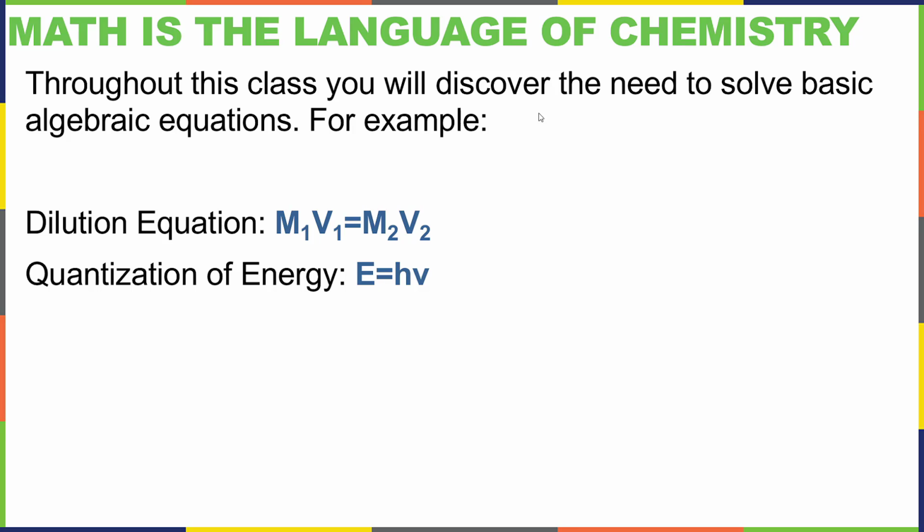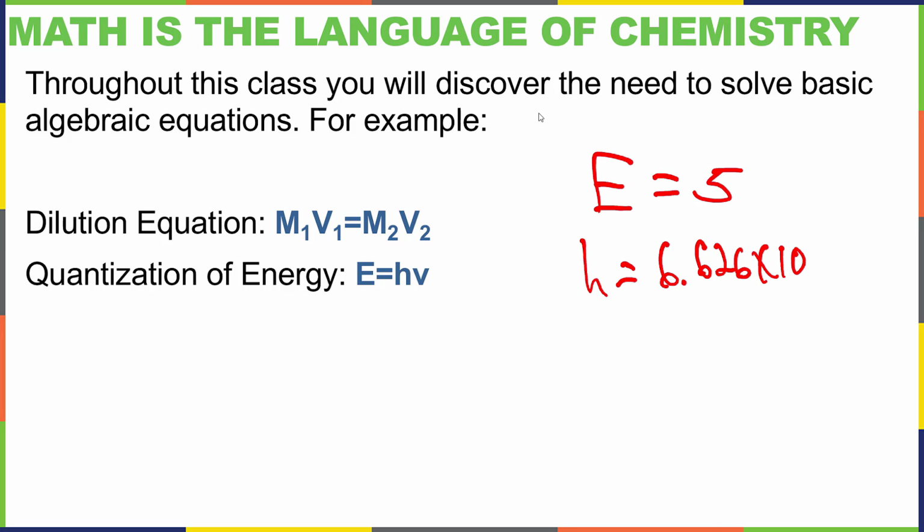But really what I'm more concerned about is that you know how to solve this equation, right? So what if I gave you the value of energy? I'm just going to make up random numbers. So the energy was 5 joules, which is a unit. Planck's constant is always 6.626 times 10 to the negative 34. You'll learn why later. And what if I ask you what the frequency was?